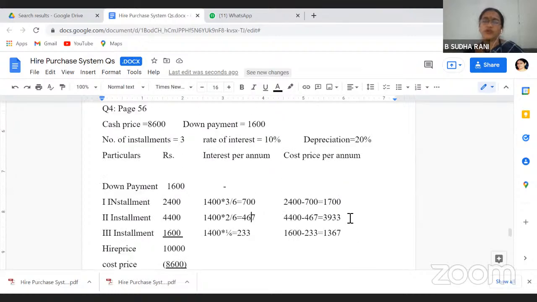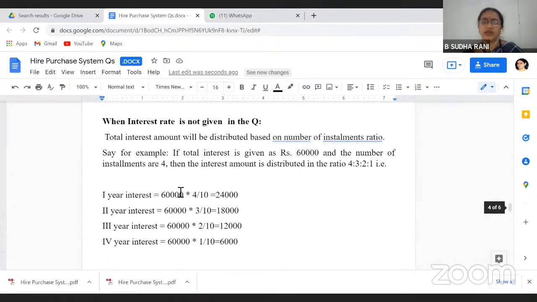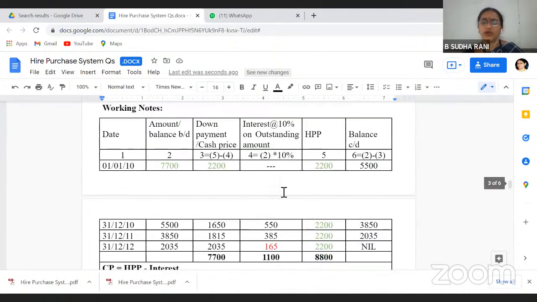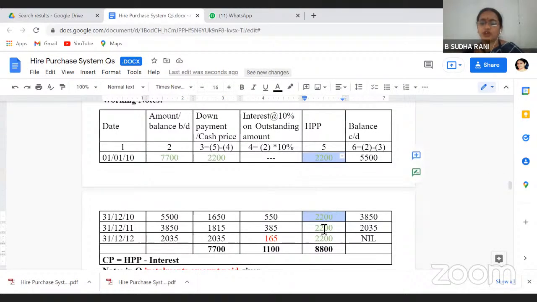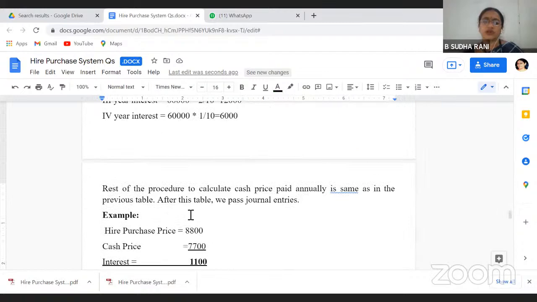So when do we use this? When the installment amounts are different, not equal. In the first question, what we did, the installment amounts were equal. He paid equal installments, every month, every year, equally he paid the installment amount. But in this question, the installment amount is not equal.